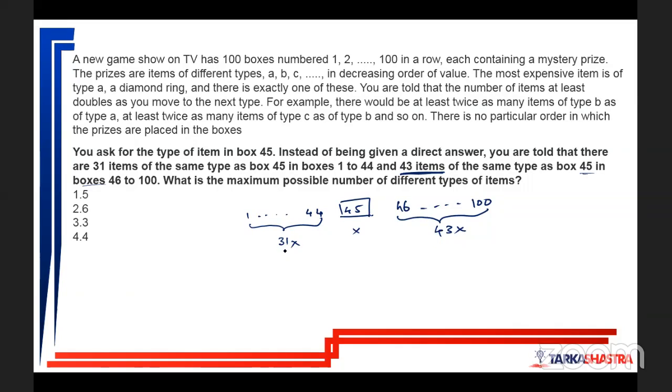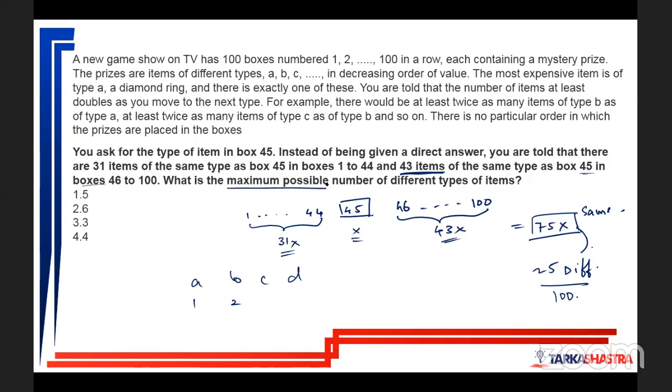Now, this 31X plus X is how much? 32X plus 43X. So total is 75X. Now A, B, C, D. Now this is 75X. Remaining 25 must be of different type. Yes or no? Because these 75 are of same type. Total is 100. Now these 25 we try to distribute it here. How can we do it? A will have 1, B will have 2.